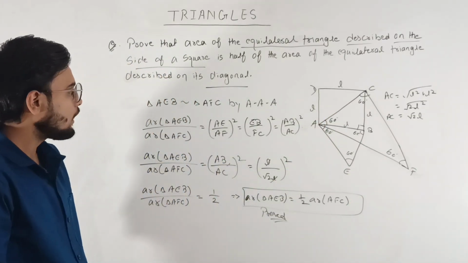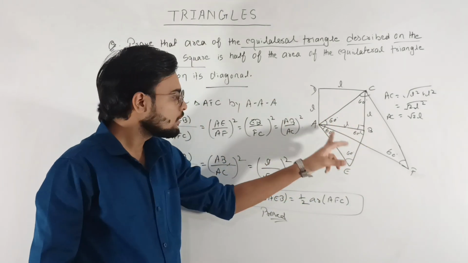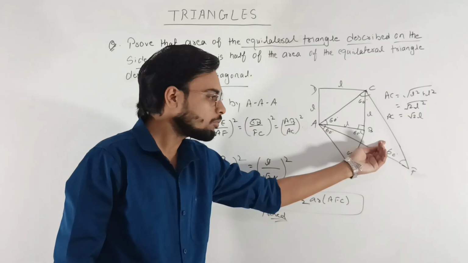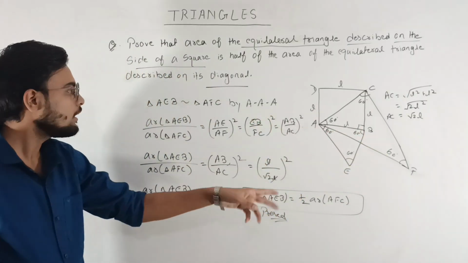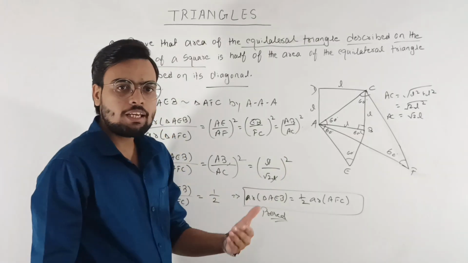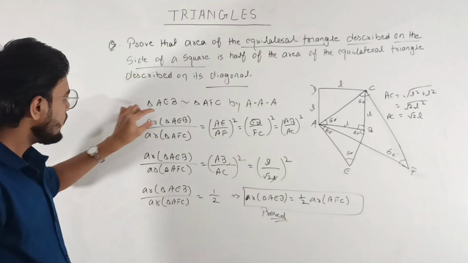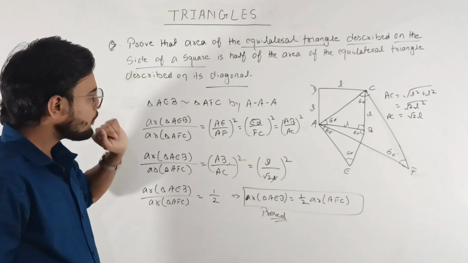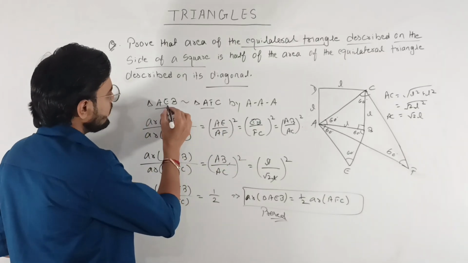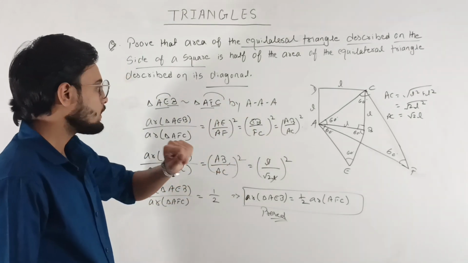Now look, these two triangles, AEB and AFC, are similar. Why? Because all angles of an equilateral triangle are 60 degrees. So the angle of this triangle is also 60 degrees and the angle of this triangle is also 60 degrees. Then by angle, these two triangles are similar. Now when two triangles are similar, then the ratio of their areas is equal to the square of the ratio of their proportional sides. So area of triangle AEB upon area of triangle AFC is equal to what? Proportional side square. So AE upon AF, EB upon FC, and AB upon CF. We want AB and AC.